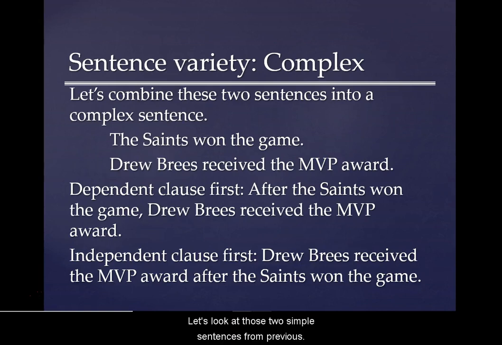Let's look at those two simple sentences from previous and combine them into a complex sentence. You have two options. The dependent clause can go first. The independent clause can go first. Let's look at the first example with the dependent clause. After the Saints won the game, comma, Drew Brees received the MVP award. For this sentence, the subordinating conjunction is after, and it's been connected to the beginning of the sentence, creating a dependent clause first. In this instance, a comma separates the dependent clause from the independent clause.